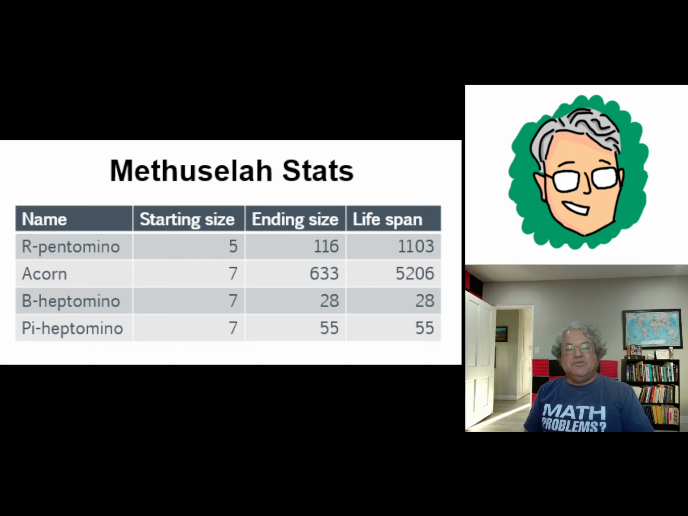And then the B-heptomino and the Pi-heptomino, the other two I mentioned. The B-heptomino doesn't have a very long life cycle. I guess technically I made a mistake here, though the B-heptomino has a lifespan of 148 generations. These are all Methuselahs; I just messed up the last column. Its ending size is pretty small, only 28. The Pi-heptomino has a lifespan of 173 generations, which is pretty long for a symmetric Methuselah, and its ending size is 55.